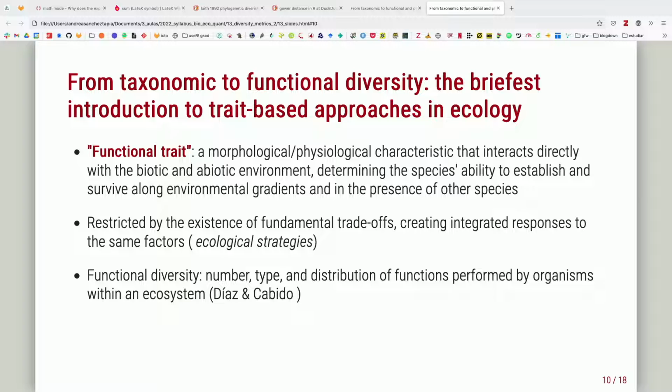And we have some traits that are correlated with others, and there are some fundamental trade-offs that make it impossible for a species to invest energy in all of its parts at the same time. You could ask, why does not a species create lots of large seeds and frequently? It's because it's energetically impossible. You have to choose, and that's why ecological strategies exist. So some of the traits, individual traits, are correlated with the others because of these trade-offs.